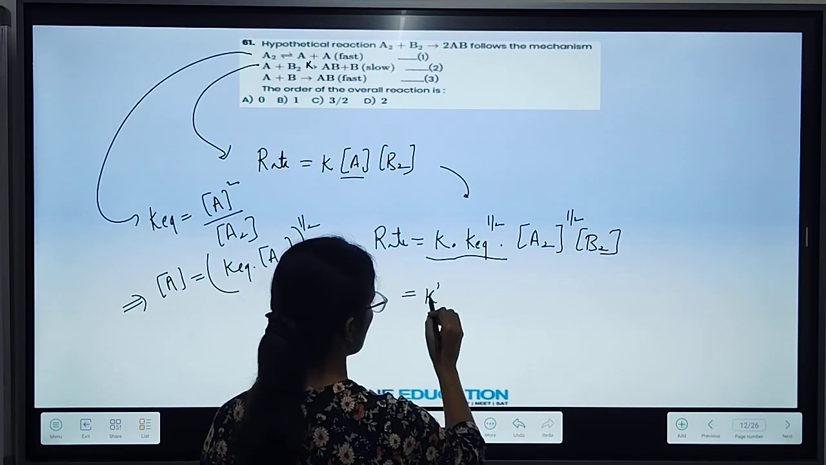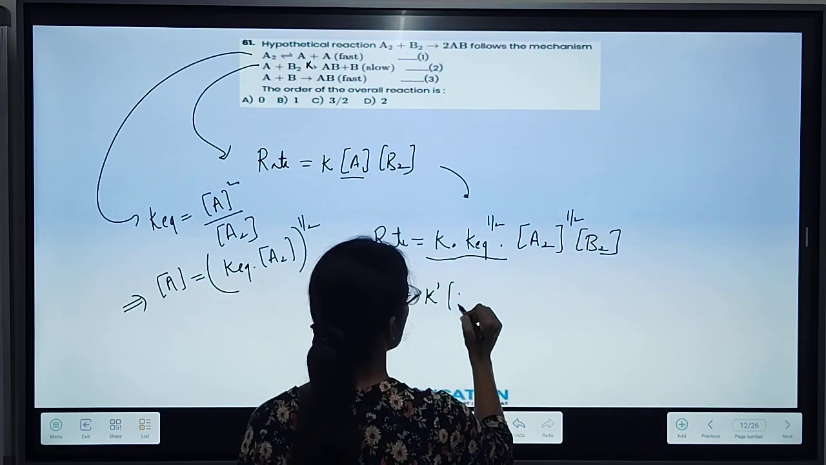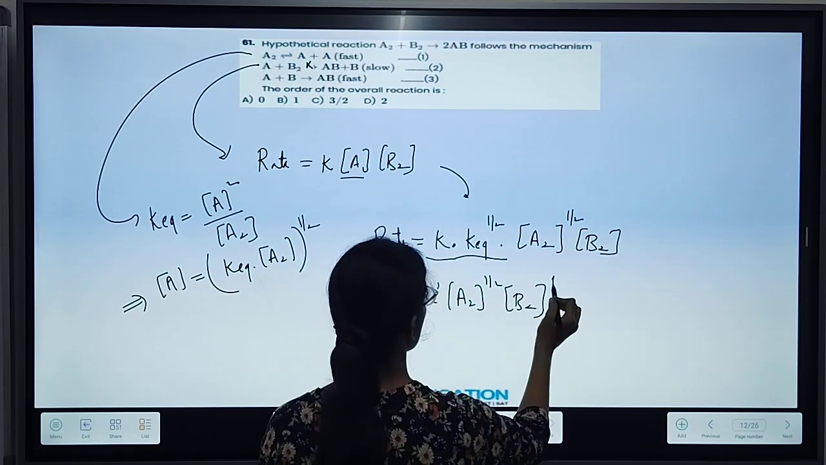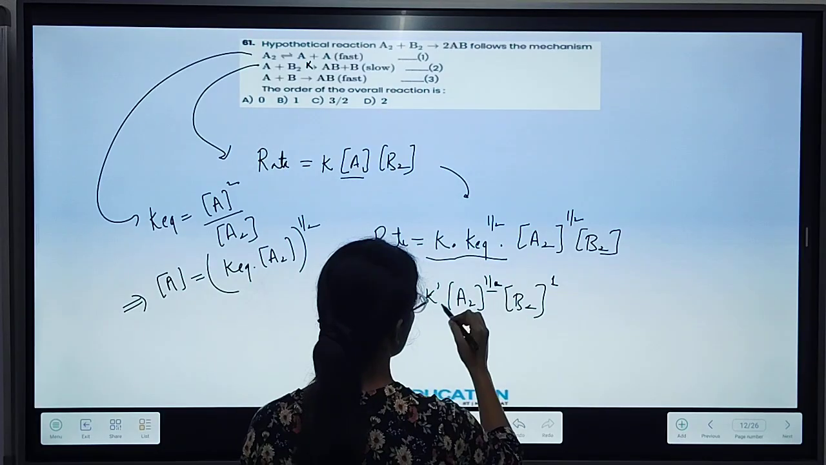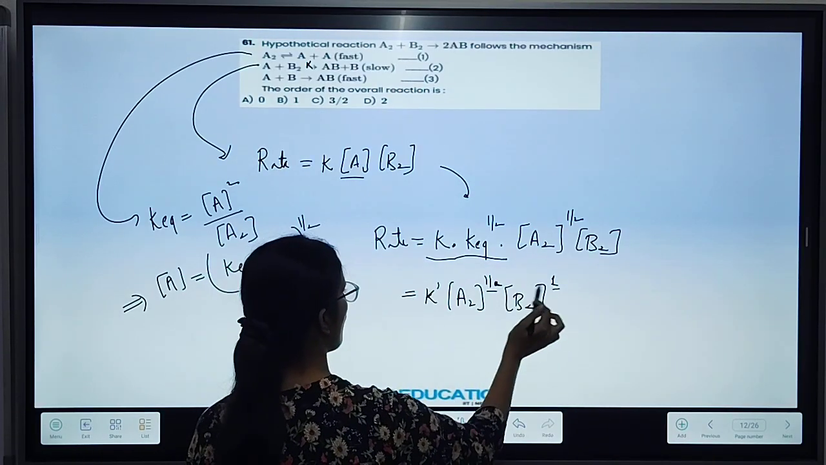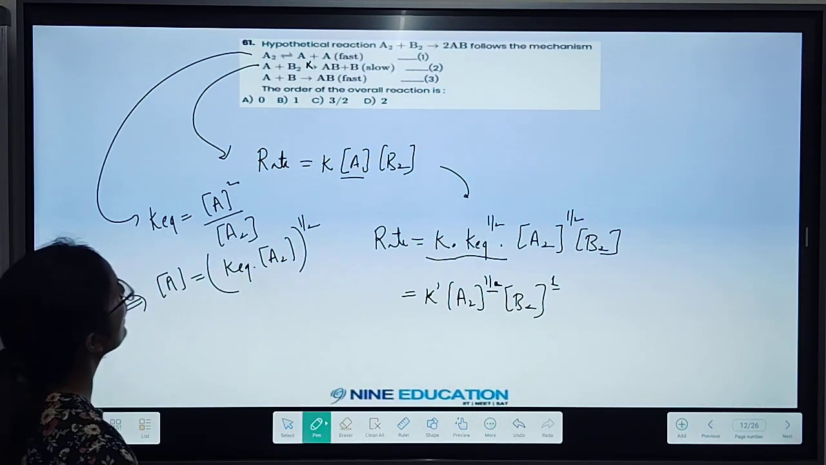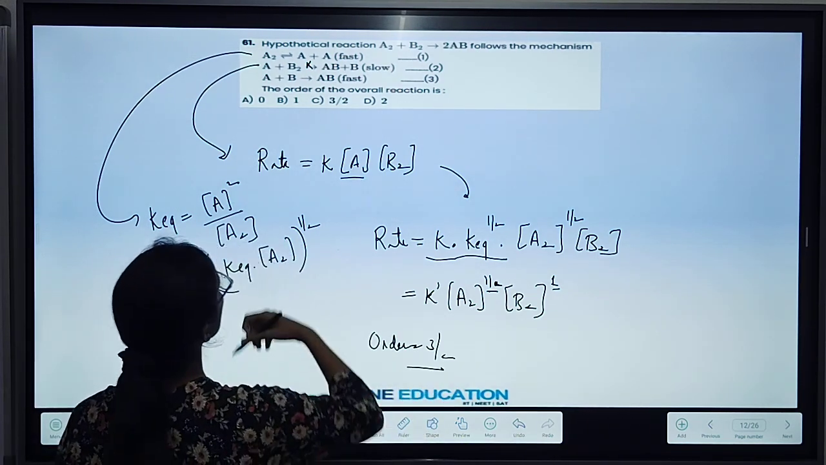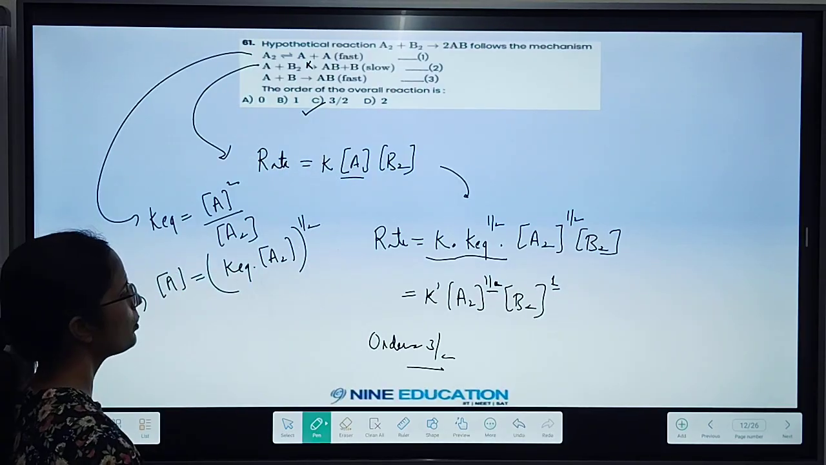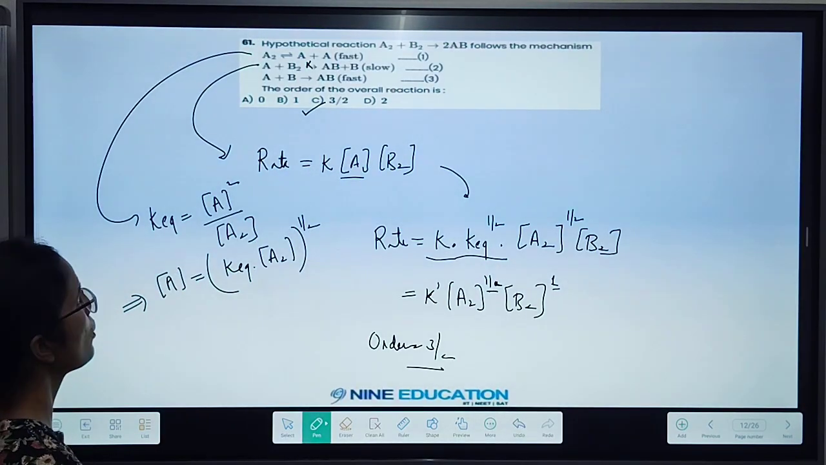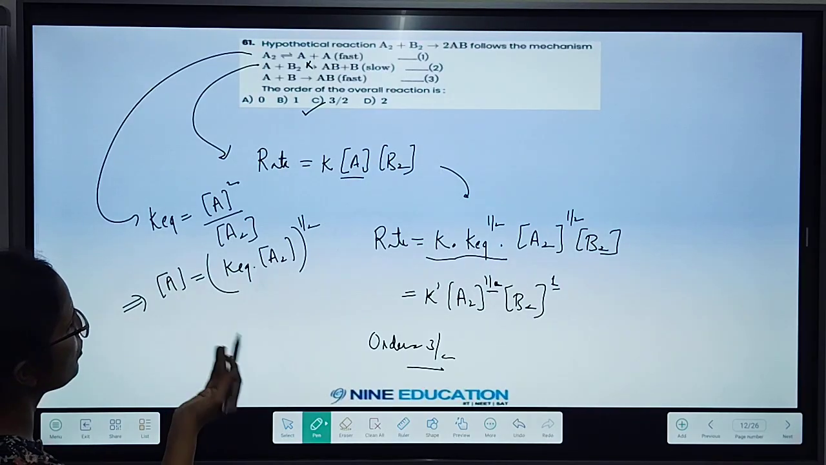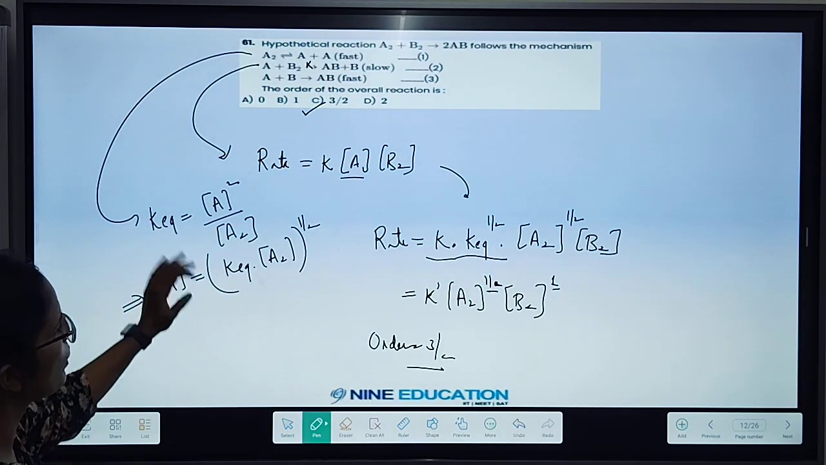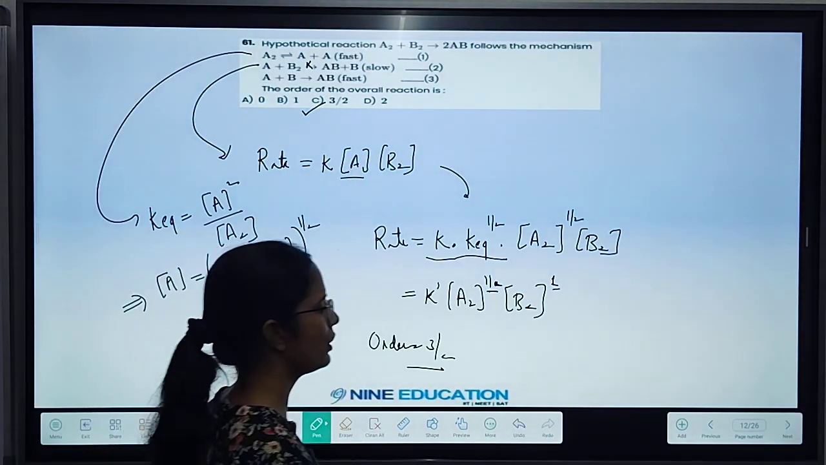This I can write as some new constant because both are constants, so I can put them in one, K dash, and here I will be having A2 to the half, and here I will be having B2. By looking at these powers for A2 and B2, the overall order will be 1 plus 1 by 2, which means 3 by 2 only, and the answer will be 3 by 2. So option C would be the correct answer here. It's just that we need to understand the rate determining step, write the rate law, and then substitute A in terms of A2. We can take help of the first reaction. Order will be coming 3 by 2.